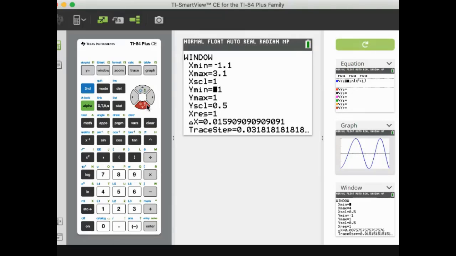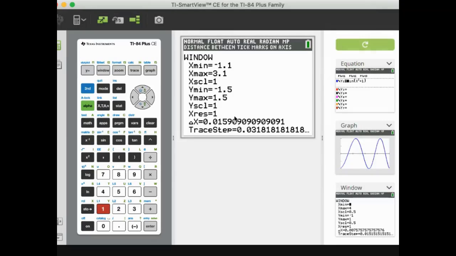My y scale, this is sine again. So sine is gonna go from -1 to 1. But let's go a little bit less, a little bit more. So let's just go -1.5 to +1.5. That way we could zoom out of this a little bit and I could get a full view of my sine function. Okay, so this is what I'm gonna use for my scaling here.